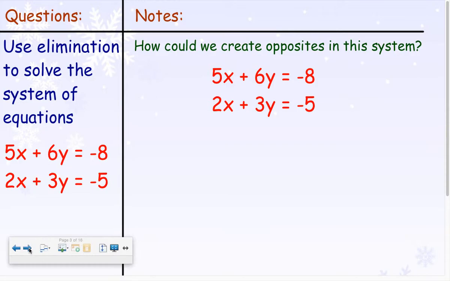All right, so 5x plus 6y equals negative 8, and 2x plus 3y equals negative 5. On this one, we don't have opposites right away, so we have to figure out how to create opposites. 2 cannot go into 5 evenly, so I wouldn't use the x's. 3 can go into 6 evenly though. The opposite of 6 is negative 6. So we want to turn this 3 into a negative 6. I'm going to do that by timesing the entire bottom equation by negative 2.